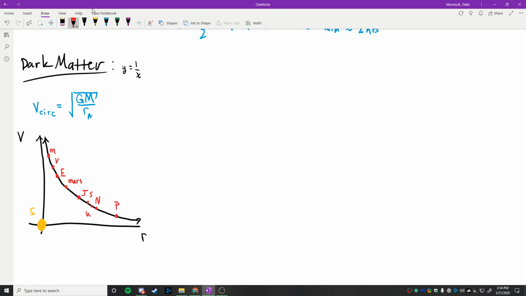So if you were to look at the distances from the sun, that's what this R represents, and you were to look at the velocities, the planets in our solar system would fit very nicely on this curve. It's kind of confirmation in a way that Newton's theory of gravity is pretty good, and that Kepler's laws are pretty good. Kepler's third law, in particular, is what led us to understand exactly what was going on. So this is in our solar system.